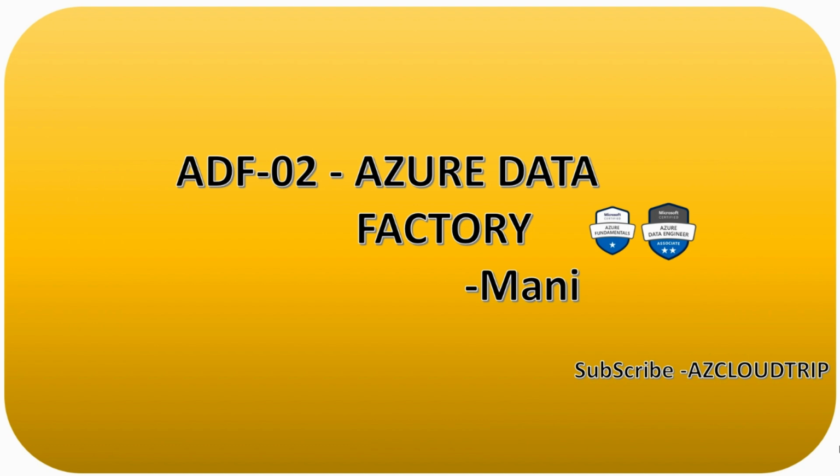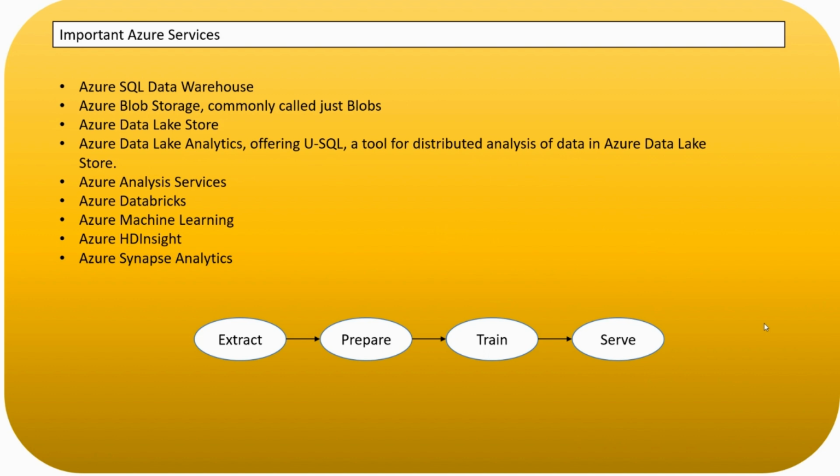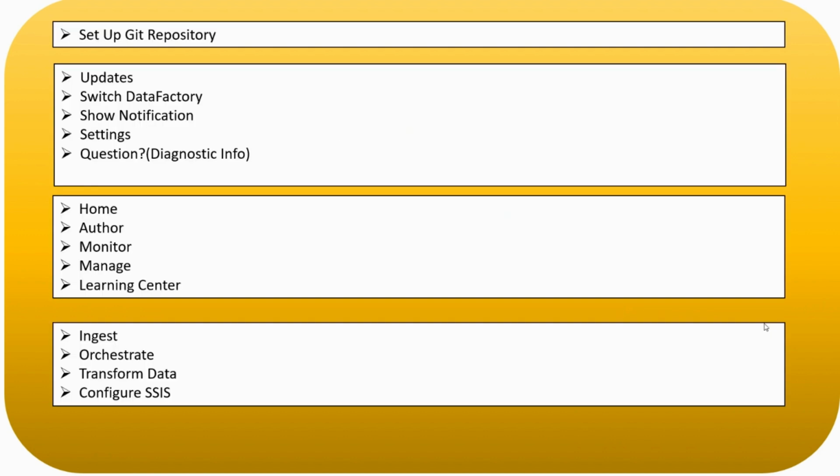So today we are going to see ADF part 2. In part 1 we saw how to create an Azure Data Factory service, and we saw a few basic concepts of it: why we are using Azure Data Factory, how it is going to help, and what all the things we can do in it. Those theory sessions we saw in the last class. Today we are going to cover much more things.